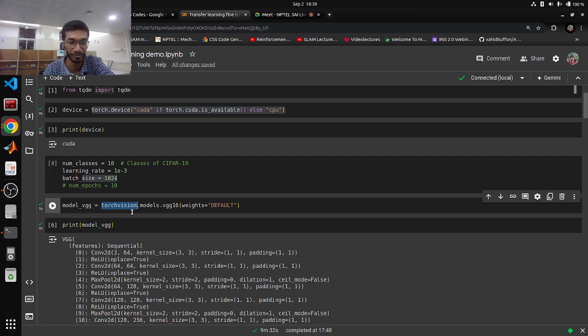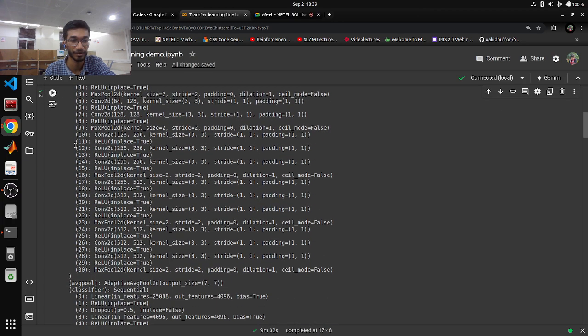Then we are borrowing the VGG16 model from torchvision.models. This is coming with its default weights. These default weights were trained on a completely different dataset than the one we are going to use now, but we'll see how even those weights in the first few layers can help us train for this particular dataset much faster. So we are just borrowing this model, VGG, and we are printing the model.